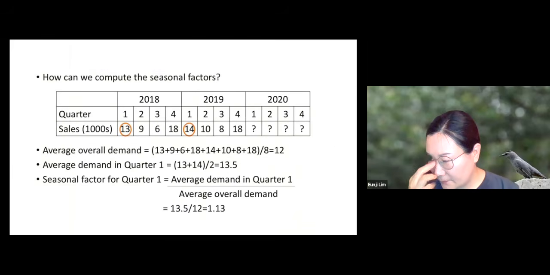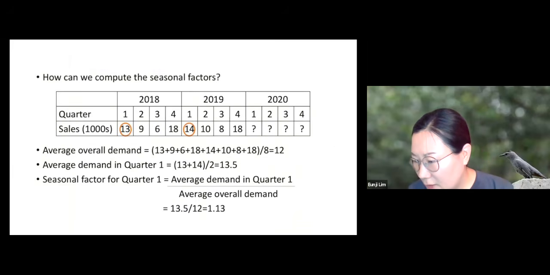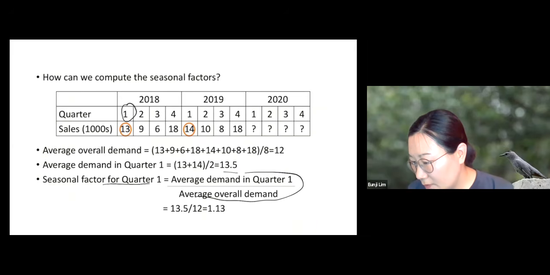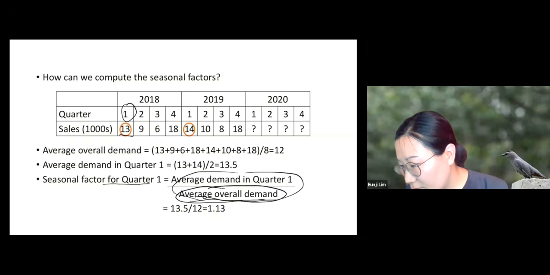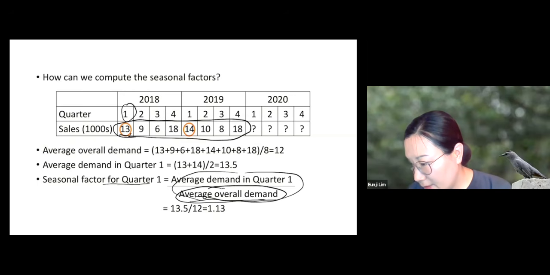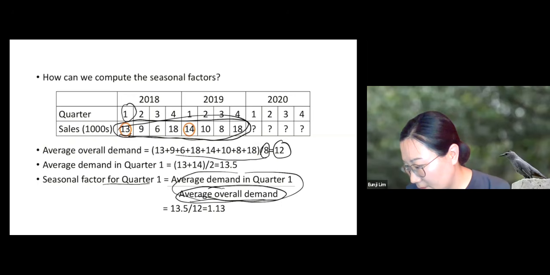So let's go back to the previous example. Let's say we want to compute the seasonal factor for the first quarter. So according to the definition, this is a ratio. Let's look at the lower part, the average overall demand. This is easy because we just need to compute the average of all the data points. We have 8 data points, just add them up, divide by 8, and you get 12. So the lower part is 12.